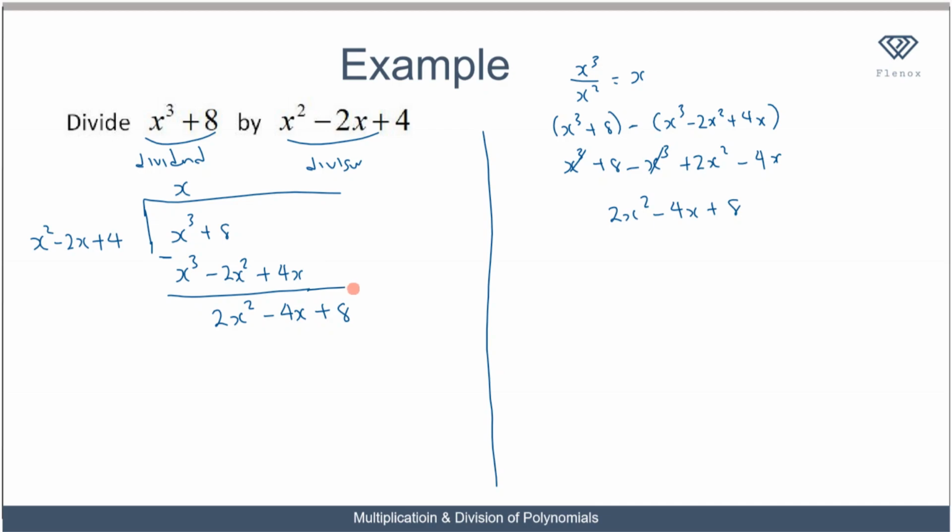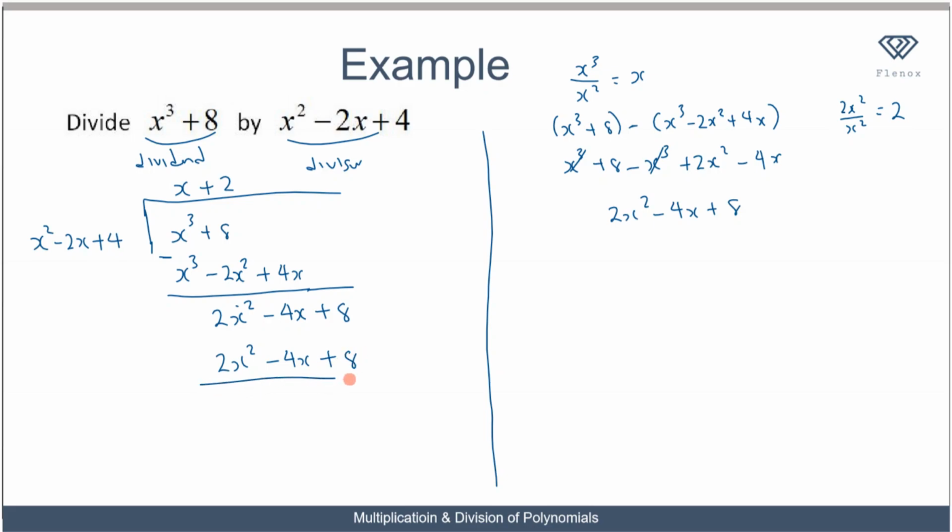Now you ask yourself the same question. What would I multiply with this so that I get my first term to be 2x squared? The same way we have thought about it, we can divide the first term here by this term here, and what would that give us? We have 2x squared over x squared, and that gives us 2. So if I multiply 2 by everything here, I'm going to get 2x squared. So I just add a 2 to it and I expand. 2 times x squared gives me 2x squared, 2 times minus 2x gives me minus 4x, and 2 times 4 gives me 8.